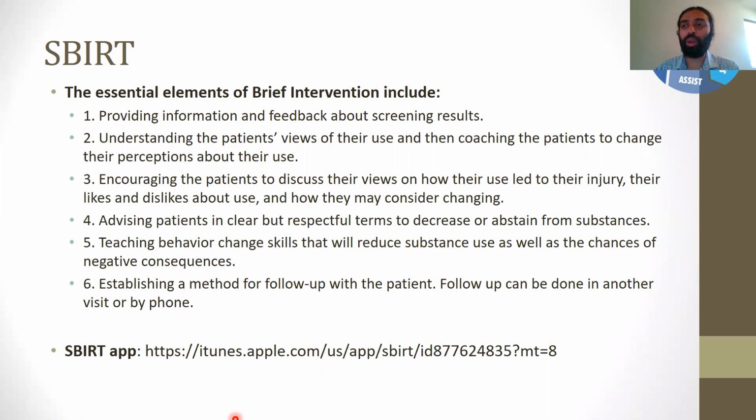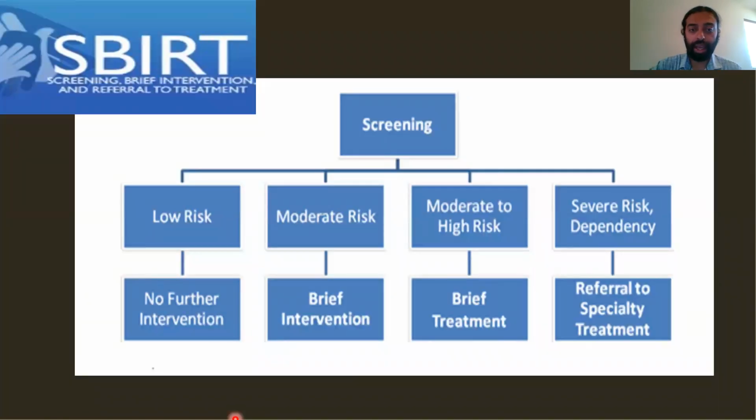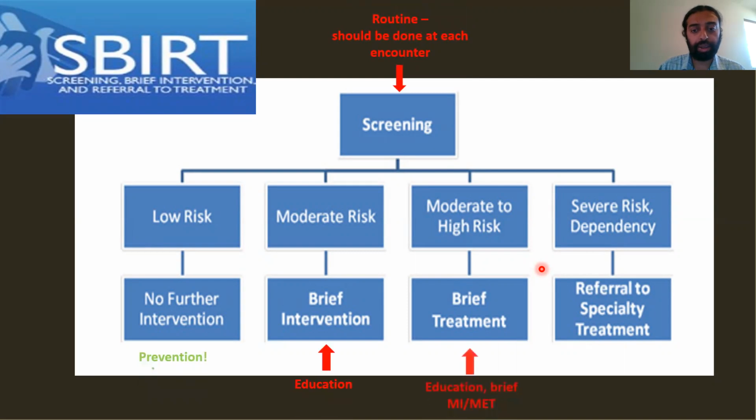Encouraging, eliciting information, all those things that they don't like about the use, things that may have led to injury, what they like, what they dislike, what those change points are, advising patients in clear but respectful terms. I will often say in brief intervention models that as your physician, I do advise that we work together to see how we can best reduce your use of alcohol, for example. So that direct advice is often a part of brief intervention models. Teaching behavior change skills, what's going to work, what's not going to work, what are going to be some barriers, and following up. That's your brief intervention, and often can be quite effective. And again, this is just that idea that with screening, depending upon what their level of risk is, we match that to the level of care or treatment that is then provided, right?